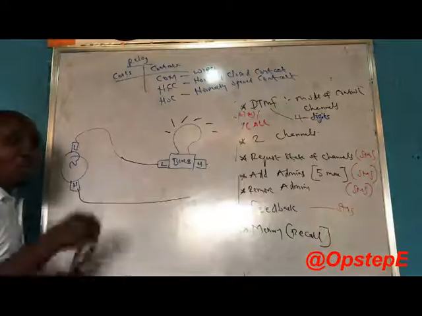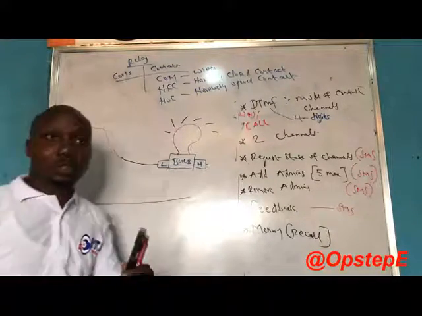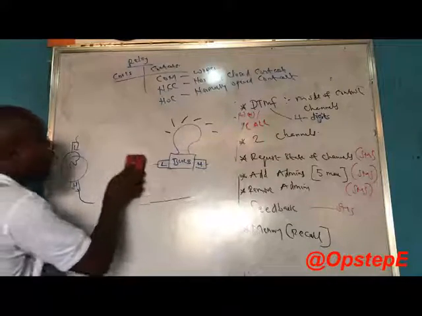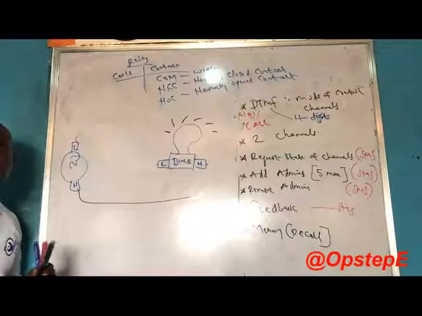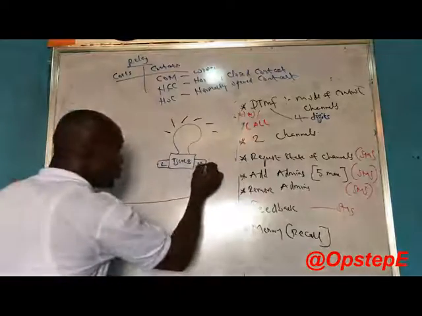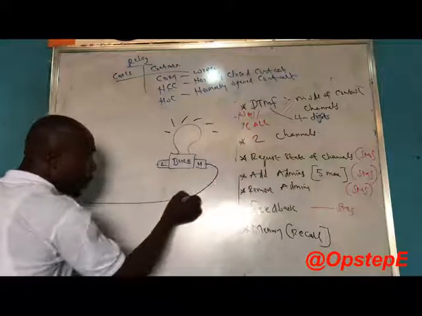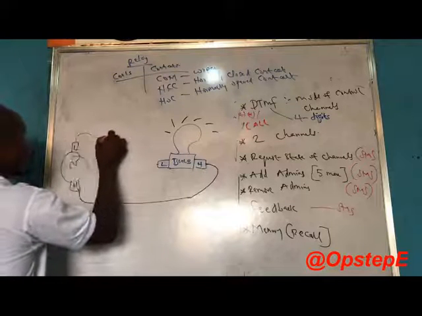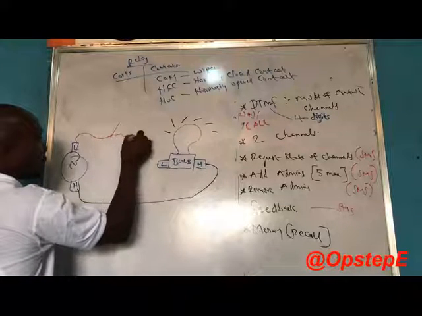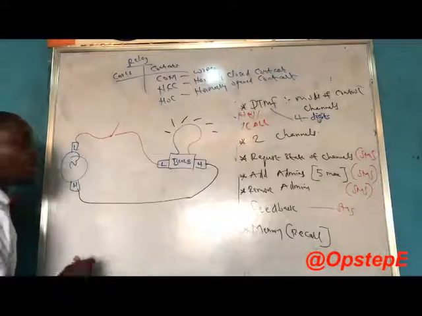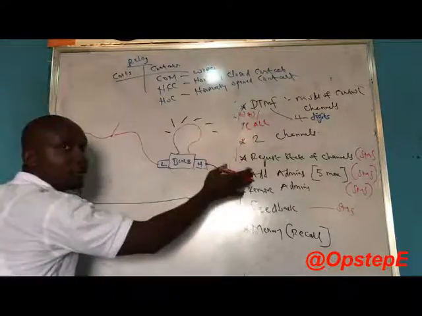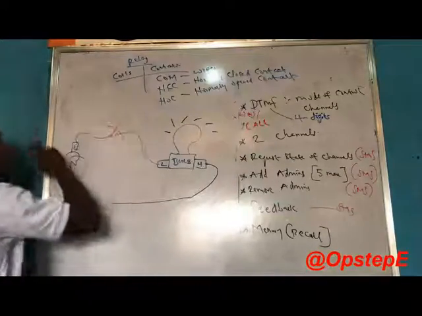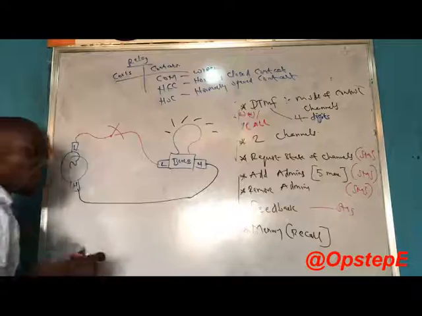But when you call an electrician to come and wire your house, what the electrician does so you can have a bit of control is this. They will connect the neutral. Sometimes they connect the live, sometimes they connect the neutral. And then they take your live and pass it through a switch. When the switch is open, the bulb is off. When the switch is closed, the bulb is on. So they give you a bit of control.